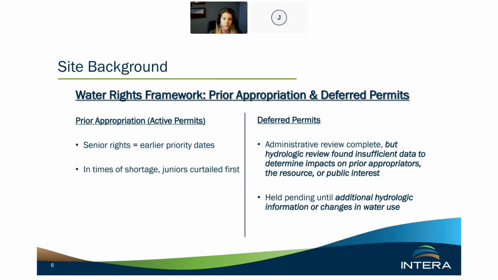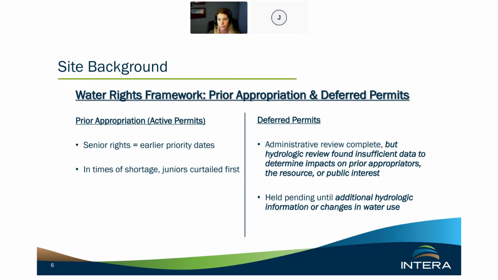Deferred permits. These are permit requests where administrative review is complete, but there's insufficient hydrologic information to suggest what the impacts would be on prior appropriators, the resource, or public interest. So there's really just not enough information on whether or not the requested water use would impact the system as a whole. So in this case, these are held pending until we get additional hydrologic information or changes in water use.